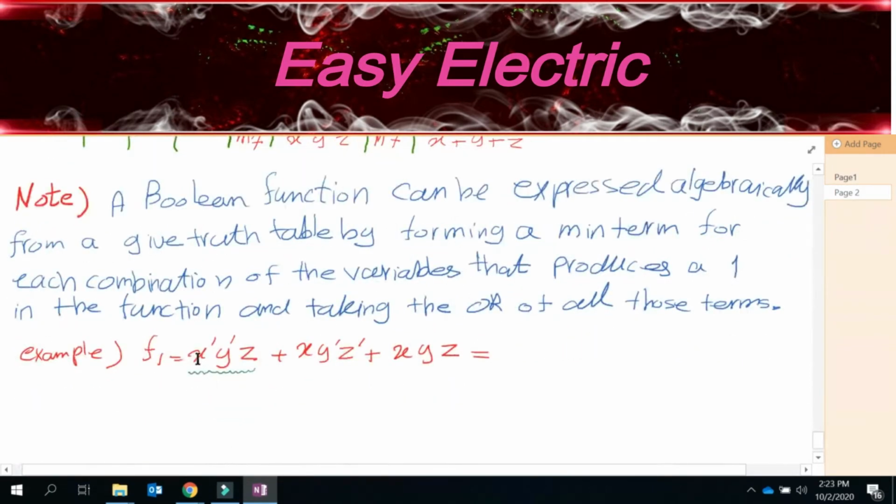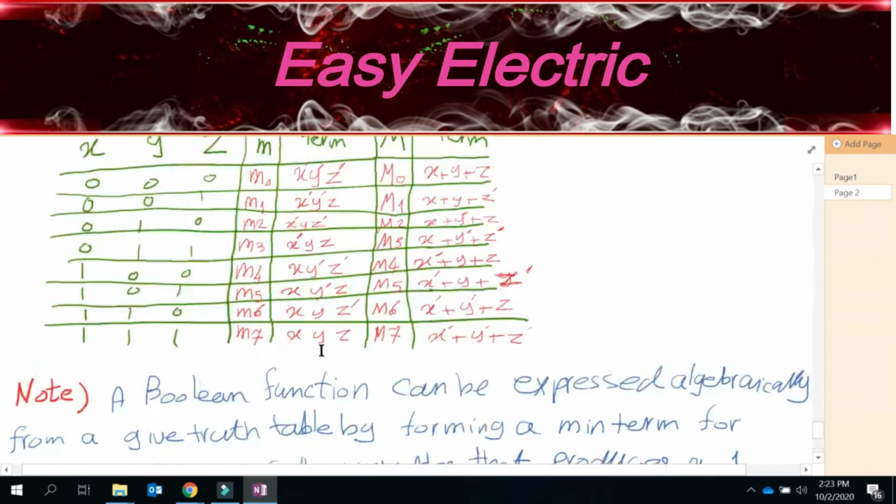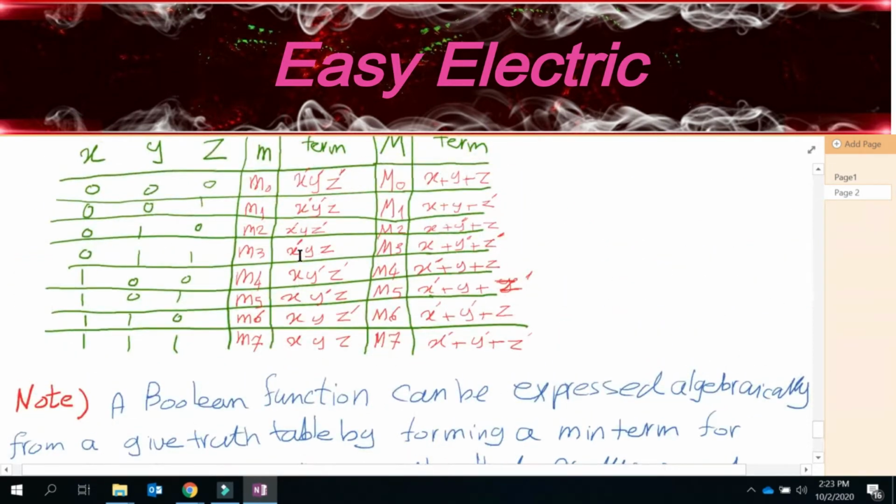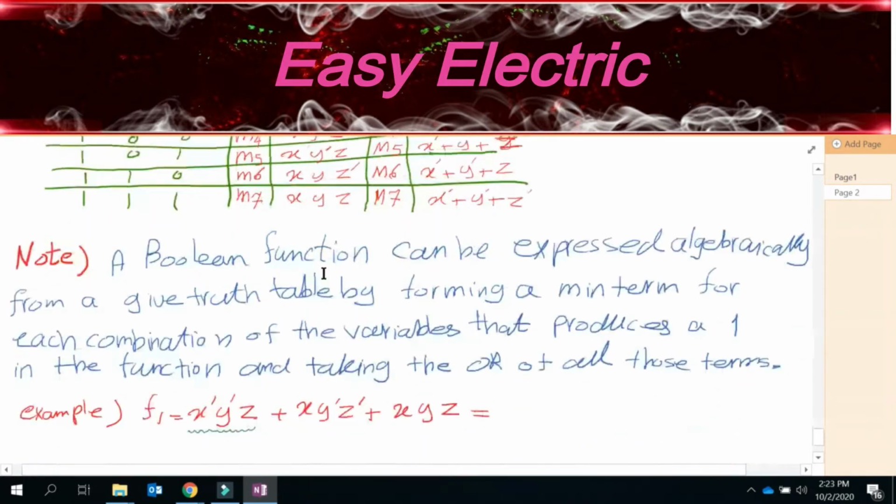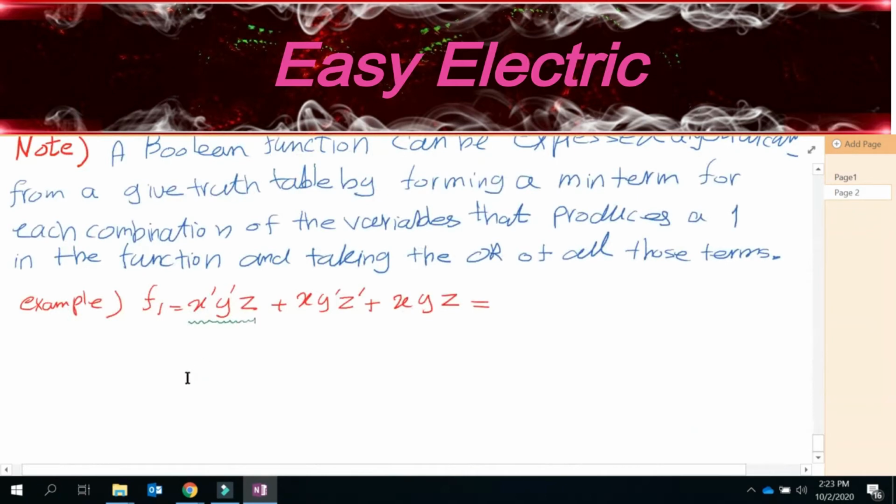So back here, what is x prime, y prime, z? Okay, so that means this bit is 0, which got the prime, right? This bit is 0 and got the prime. This is 1. It should be M1. So I'm talking about the minterm, not maxterm. So if this is 0, 0, 1, the term for M1 is x prime y prime z. So back here, x prime y prime z.